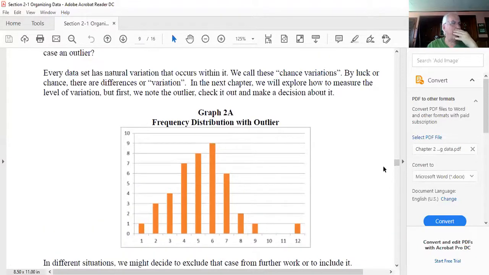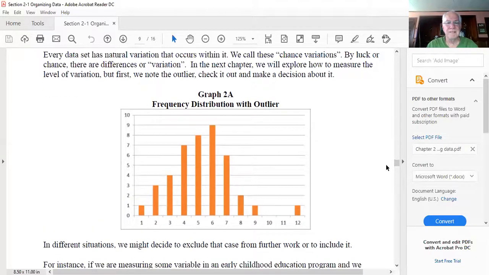I also want to mention a bit about outliers. Sometimes you get a distribution that looks like this, here's the major distribution here, and there's somebody out here, one case out here, which is really significantly different than everybody else. And the question is, well, what do I do with that? Well, there's two things that you can do with that.